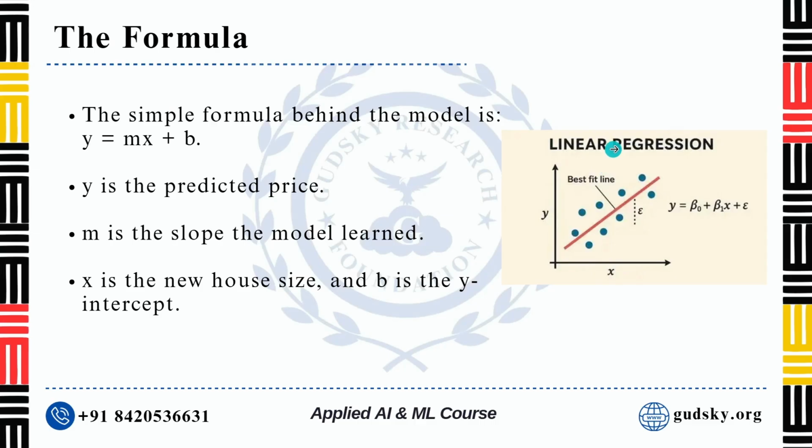the formula. To keep things simple, just remember the core mathematics behind all this. The straight line formula you probably learned in school: y equals m times x plus b. Y is the predicted price, x is the new house size we put in, m is the slope of the model, the learned value, and b is the y-intercept. That's all machine learning is at this basic level: solving for those two crucial numbers, m and b, the slope and the intercept.